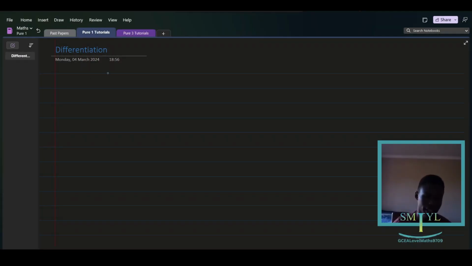In differentiation, you're usually given an equation of a function. For example, an equation could be y equals 2x squared plus 3x plus 2. And then they will tell you to find the first derivative or to differentiate this function. The notation for the first derivative is dy dx. So when you differentiate the function y, you get dy dx.